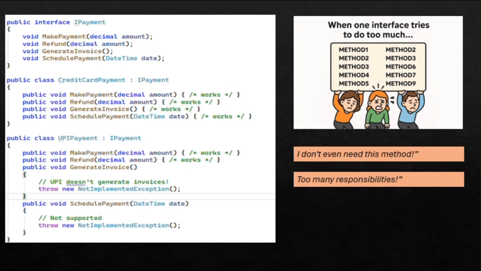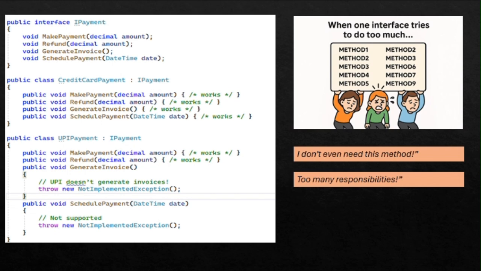But then UPI payment comes. Now, as we know, UPI payment does not support generate invoice and schedule payment. But the interface still forces it to implement the schedule payment and generate invoice methods. Boom. Now some classes are forced to implement methods that make no sense for them.